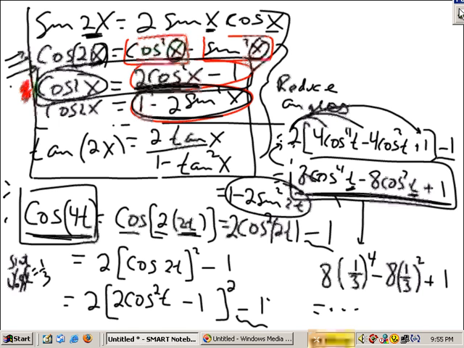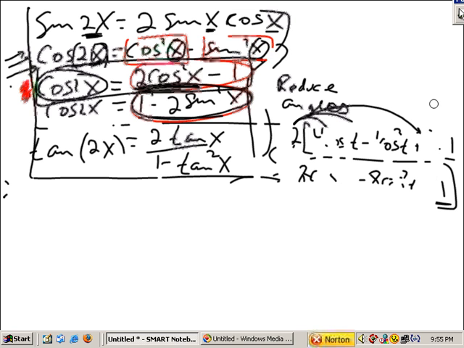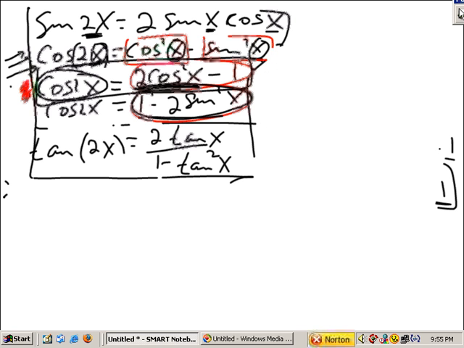So now, at this point, we talked about reducing the power. Now we want to reduce the angle. We need to derive a couple of other formulas. We talked about how you can reduce the angle, and this comes up many times in our calculus 2, in integration.